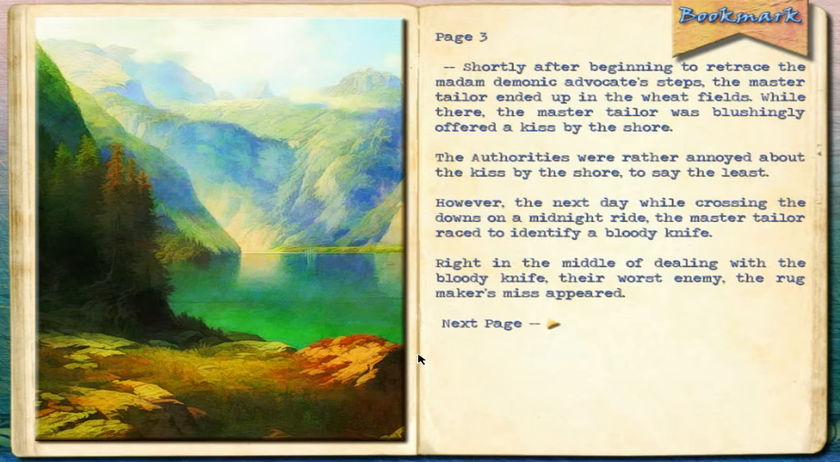The Master Tailor ended up in the wheat fields. While there, the Master Tailor was blushingly offered a kiss by the shore. The authorities were rather annoyed by the kiss by the shore, to say the least.